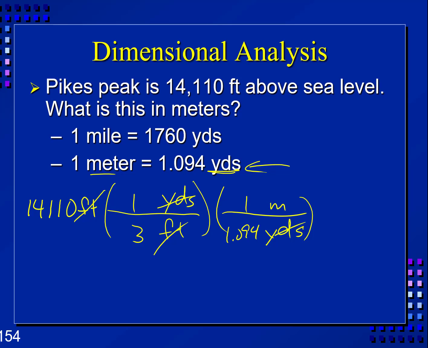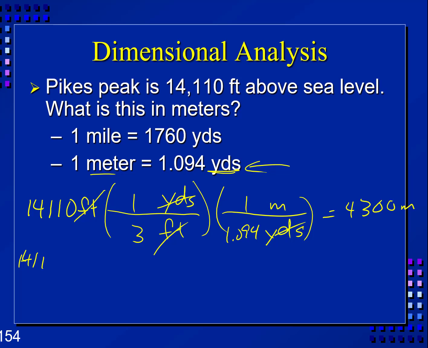So that's 14,110 divided by 3 divided by 1.04, which gets me 4,300 meters. My calculator did 4299.2. I could have written 4299. That would have been okay as well. But I said you could do it a different way.